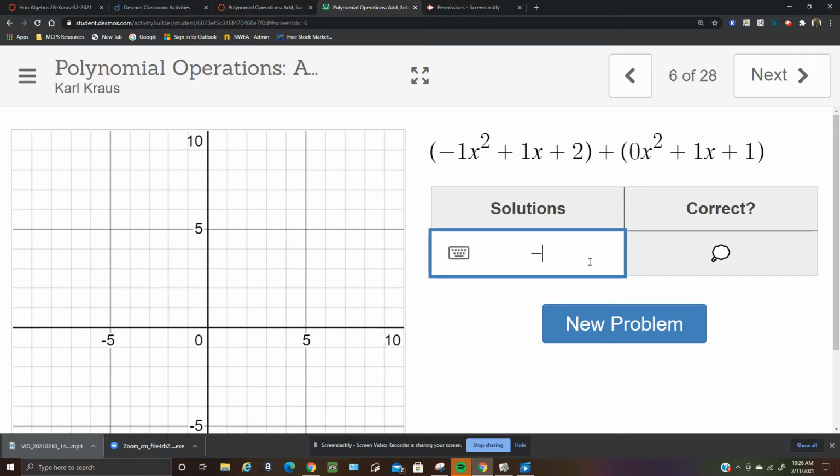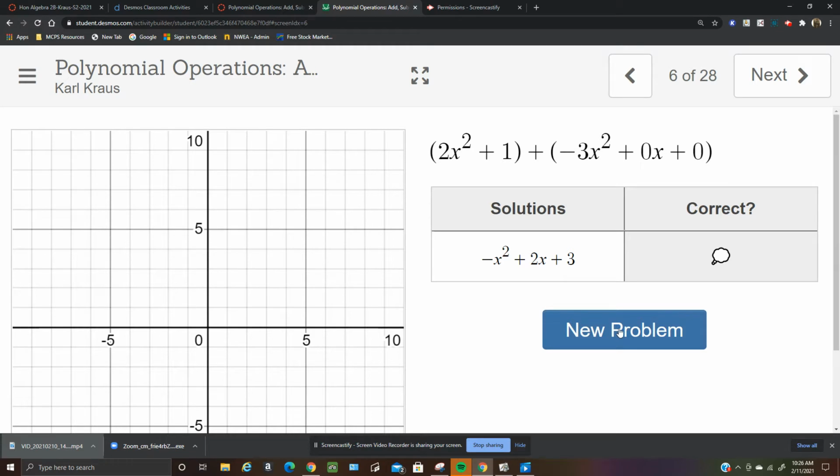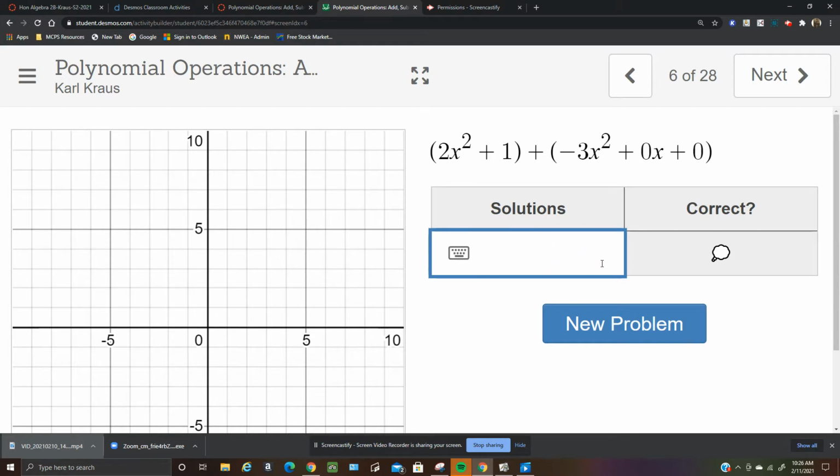So negative x squared plus 2x and then plus 3, and it gives you the clap symbol. So you can try some of those on your own. I don't know how many problems there are, or if it just keeps generating new ones. I didn't make this activity, so I'm not sure in the background how many problems are generated.